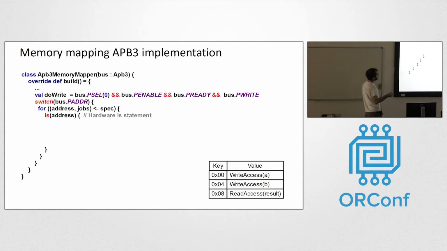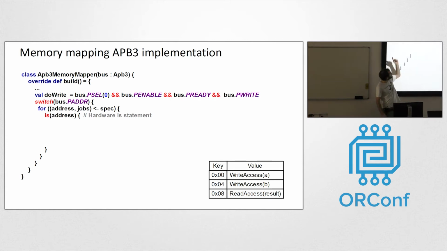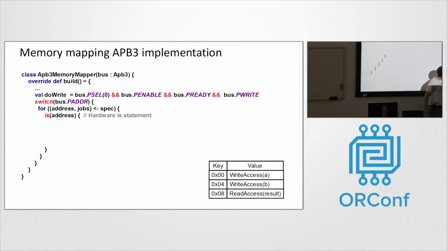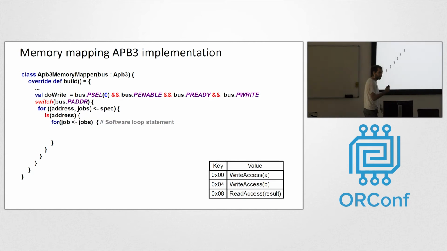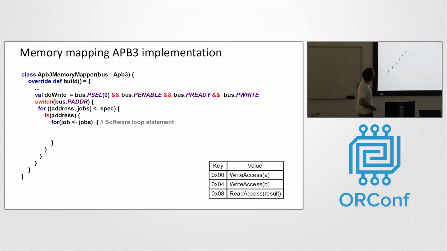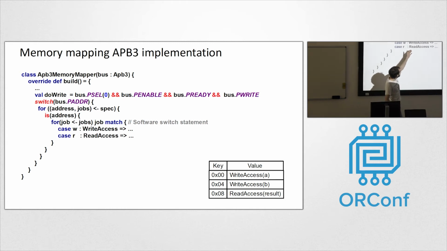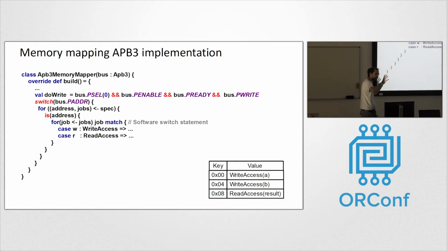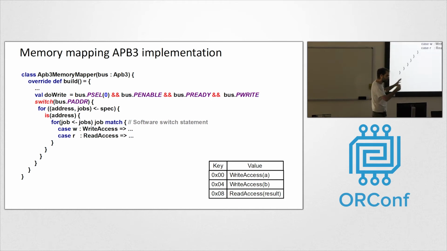Then let's push on the netlist an is statement. This is a hardware statement to check whether the bus address equals the given key of the line I'm iterating. Then for each job of a given line, you have to iterate over all the jobs that you have to do for a given address, so another software loop. And then you have to identify which kind of job you have to do: is it a write access, or is it a read access? So it is really mixing Scala software and the SpinalHDL API to push hardware on the netlist.